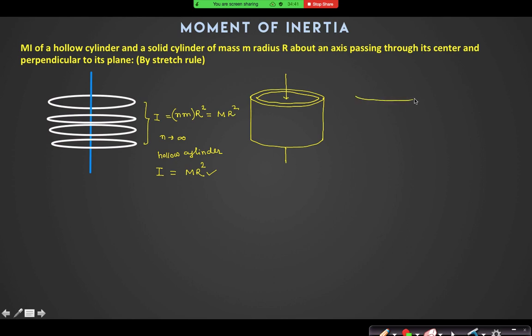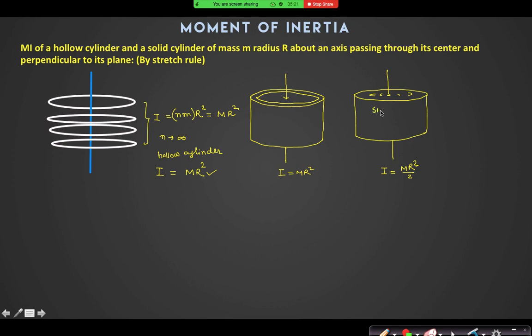Similarly, if we have a solid cylinder, can you apply the stretch rule and tell me what is the answer for this moment of inertia? A solid cylinder, what can I say the moment of inertia is? Capital M R square by 2. Yes, that will be MR square by 2. Why is it MR square by 2? Can anyone tell me? Yes, because it is a disk and I have stretched that disk along this axis and I got the solid cylinder.